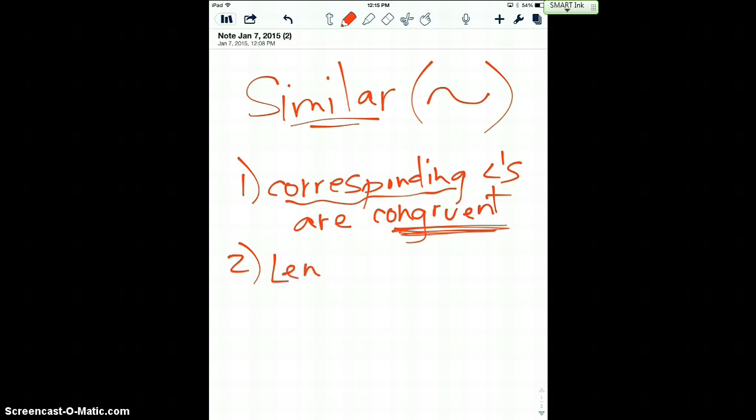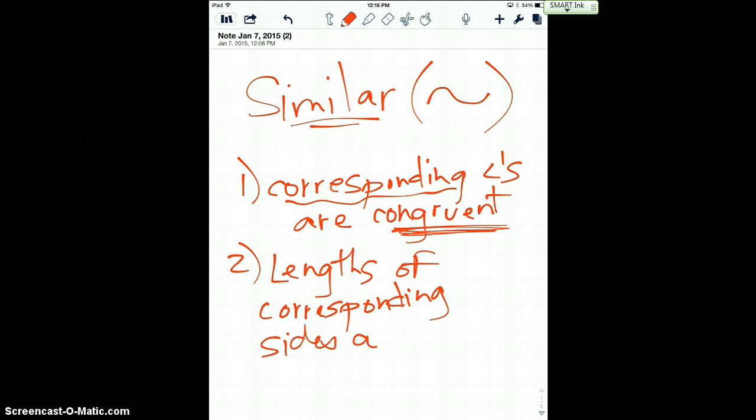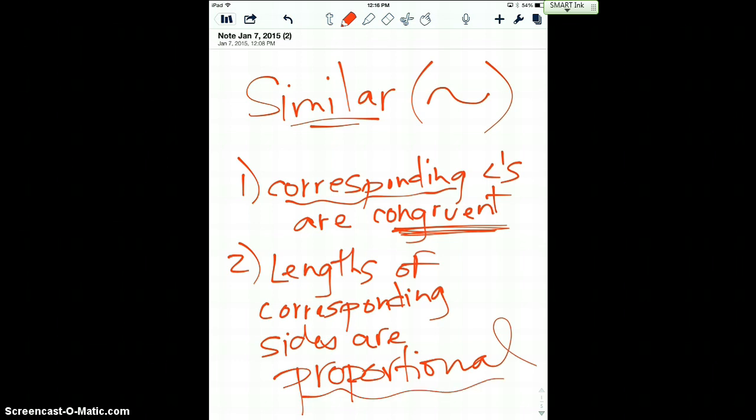The lengths of the corresponding, popular word in similarity, sides are not congruent this time, okay? Because then they would be congruent polygons. In order to be similar, corresponding angles are congruent. Lengths of corresponding sides are, starts with a P, R, O, P. Do you know what I'm going to write out here? Proportional. Okay, and we just covered what proportional means last section.